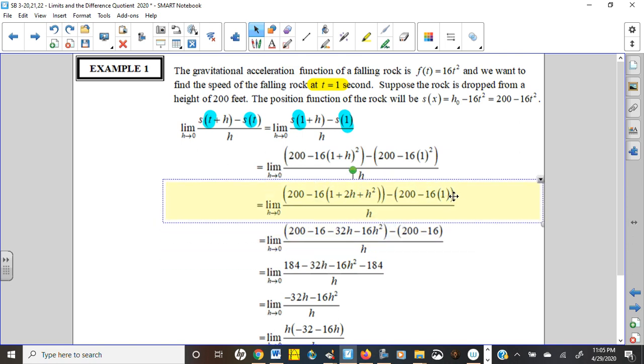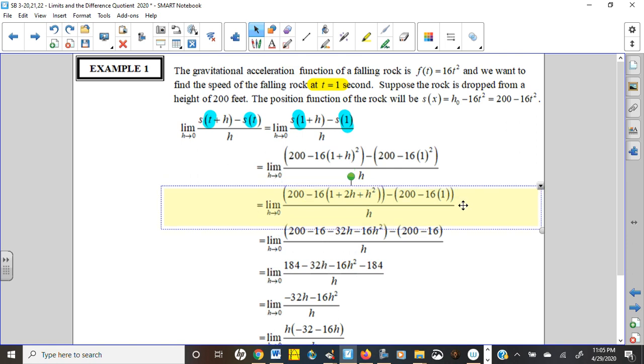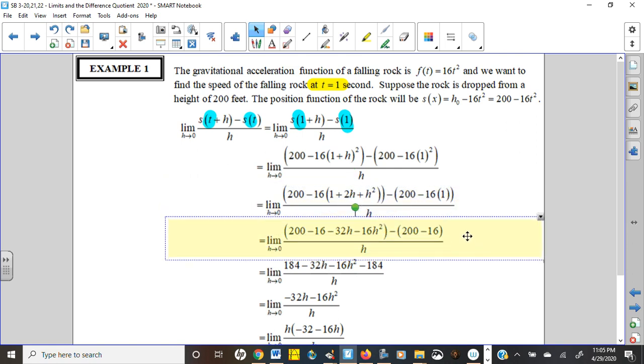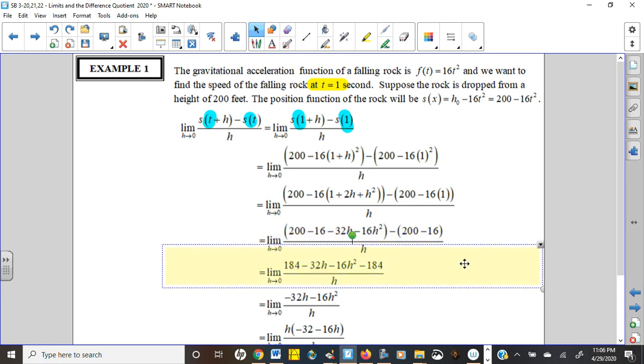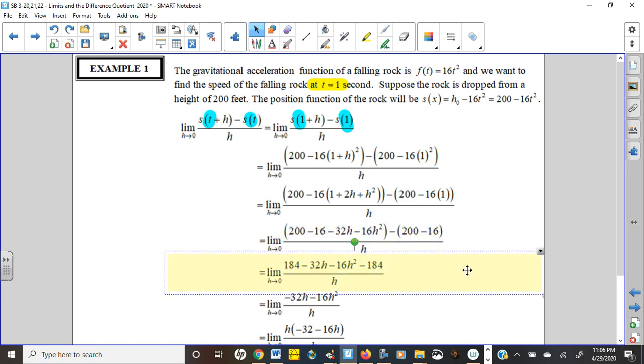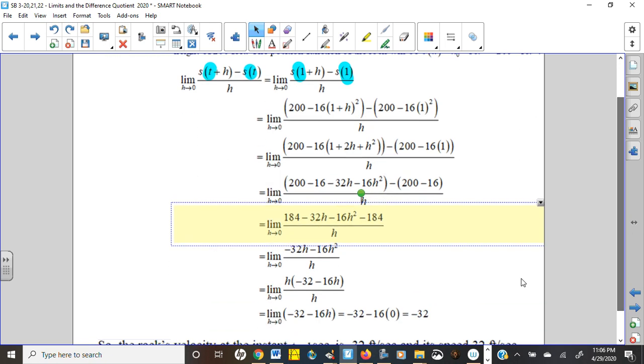Meanwhile, I'm distributing the negative 16. Don't forget the negative has to go to each of those 3 terms in the trinomial. They all become negative, right? And finally, I can clean some stuff up. 200 minus 16 in both cases is 184, and this is what I end up with. What we want to happen on all these problems is for the h in the denominator to somehow go away.